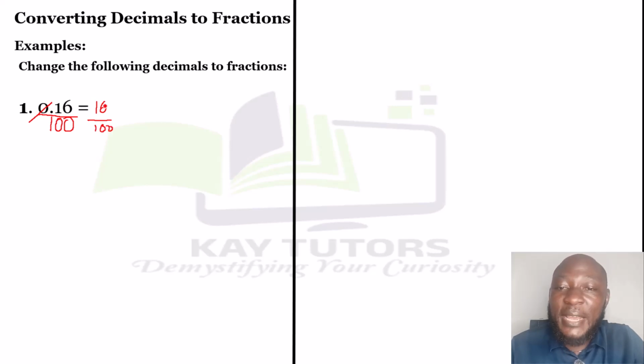You cannot leave this like this, though you have converted to fractions. It is advisable to always reduce to the lowest term. And how can you reduce to the lowest term? You look for numbers that can go into the numerator and the denominator without remainder. So what number can divide 16 without remainder? 16 here is an even number. So 2 can divide 16 to give you 8, and 2 can divide 100 to give me 50.